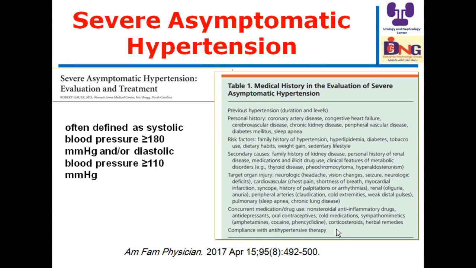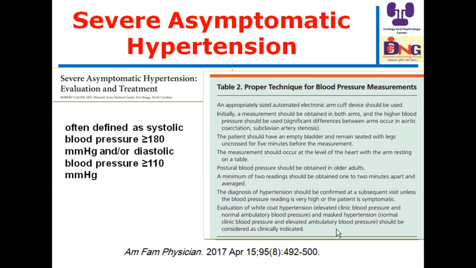We should follow the proper blood pressure recording as I discussed. An appropriate size cuff should be used, and the initial measurement should be obtained in both arms, and the higher blood pressure should be used. Significant differences between arms occur in aortic coarctation and subclavian artery stenosis. The patient should have an empty bladder and remain seated with legs uncrossed for 5 minutes before the measurement. The measurement should occur at the level of the heart with the arm resting on a table.